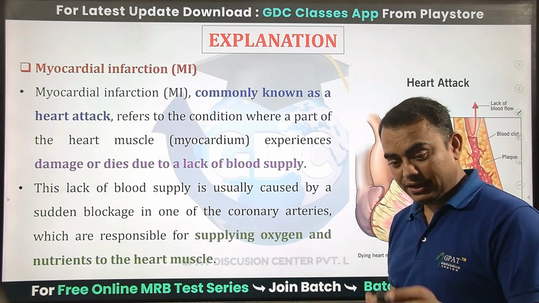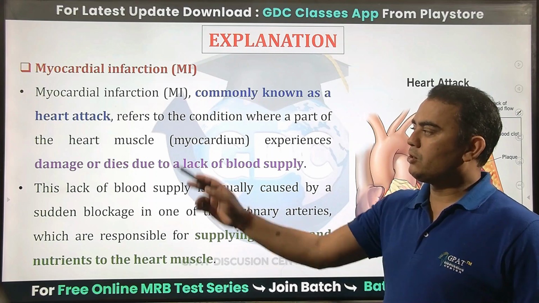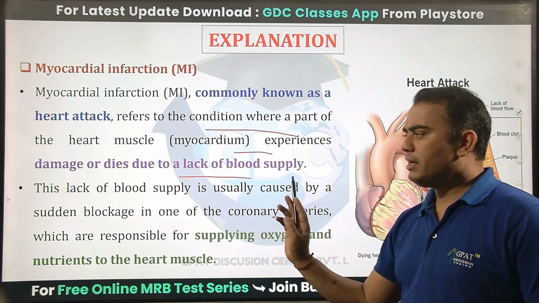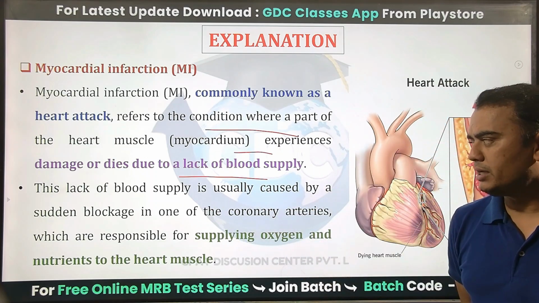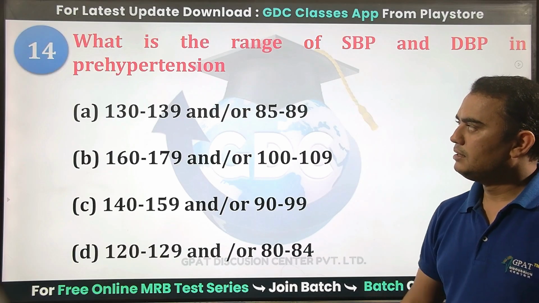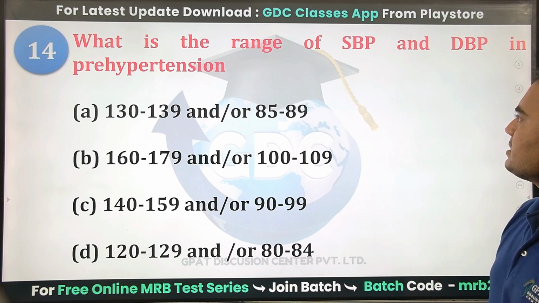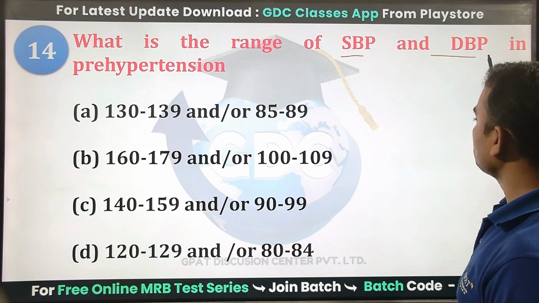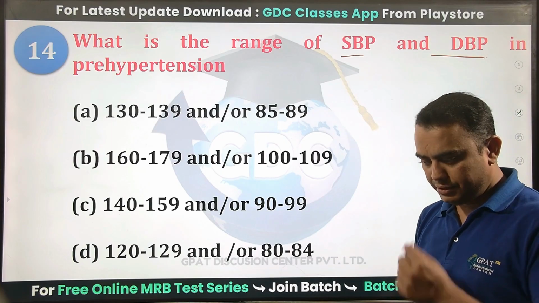Myocardial infarction is commonly called a heart attack, where the heart muscle is damaged or dies due to the lack of blood supply. What is the range of the systolic and diastolic blood pressure in pre-hypertension?